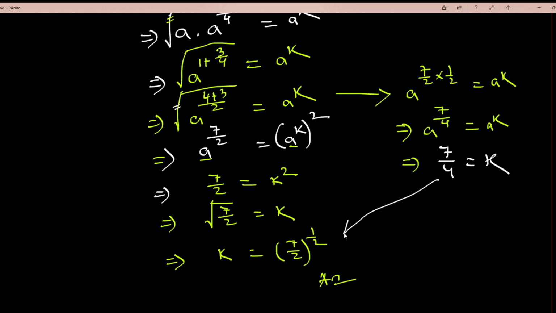This one and this one are the same, because this one also we can write as 7 divided by 4. So this is our answer.